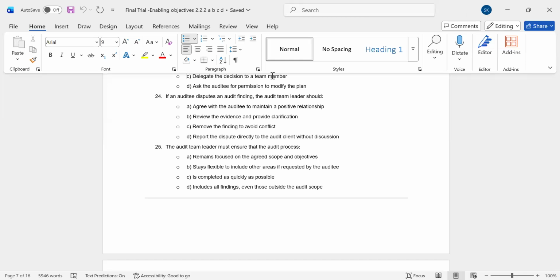If an auditee disputes an audit finding, the audit team leader should: A. Agree with the auditee to maintain a positive relationship. B. Review the evidence and provide clarification. C. Remove the finding to avoid conflict. D. Report the dispute directly to the audit client without discussion. B, sir, review the evidence and provide clarification. Right.